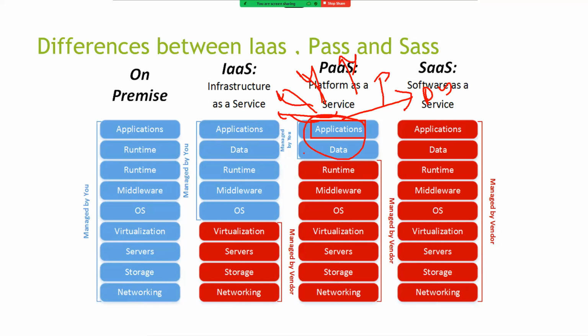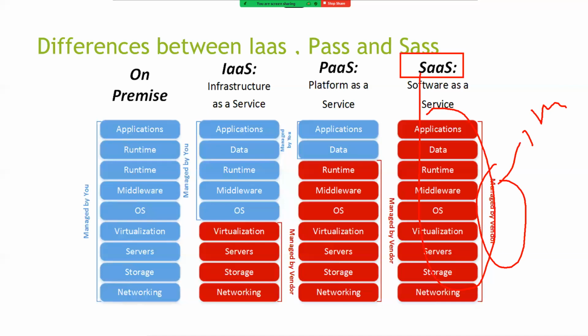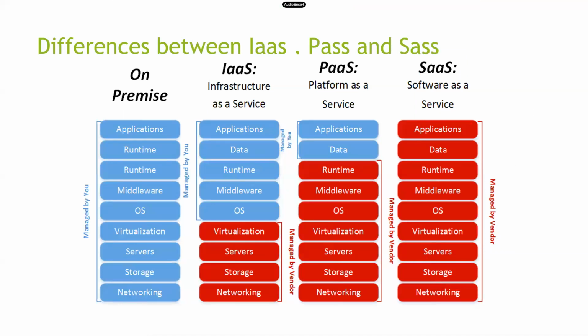So what does it mean? You are away from infrastructure maintenance, and that infrastructure maintenance is taken care of by the vendor. Who is that vendor? I will get into that later. Now, coming to software as a service, nothing is in our hand. The part highlighted in red, everything is managed by the vendor. We just need to know how to use it. That's it. Clear? This is the difference between on-premises and cloud.